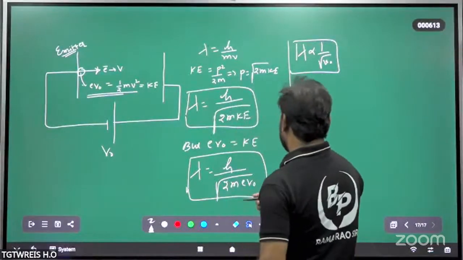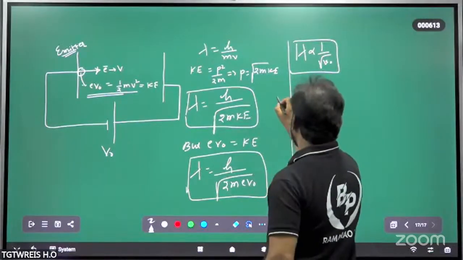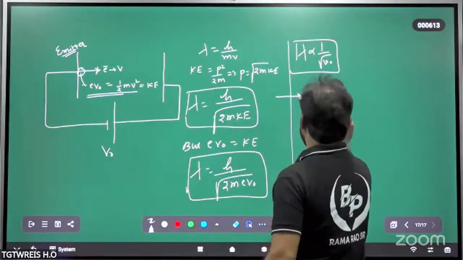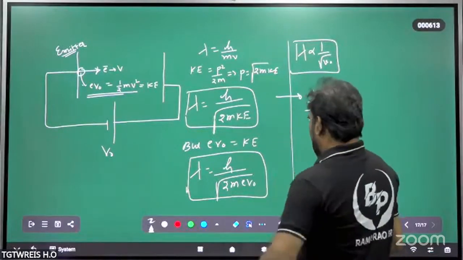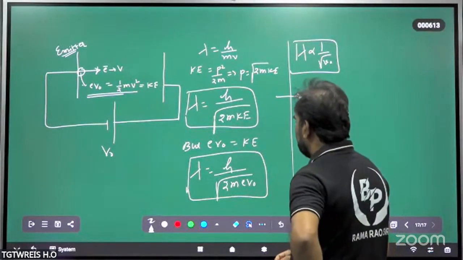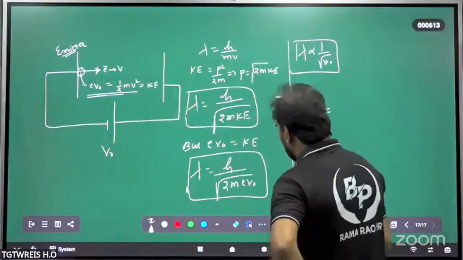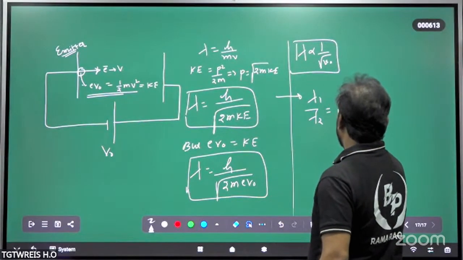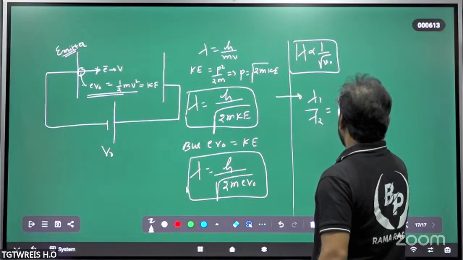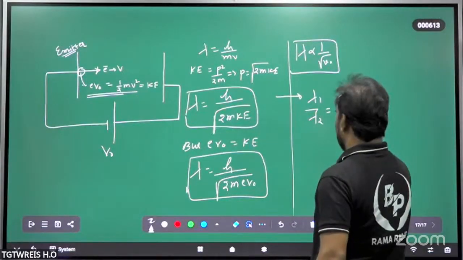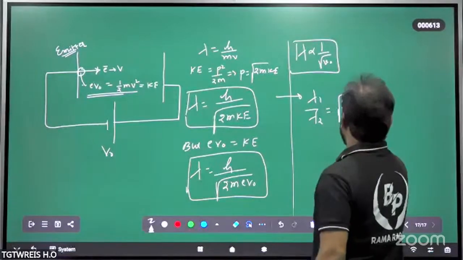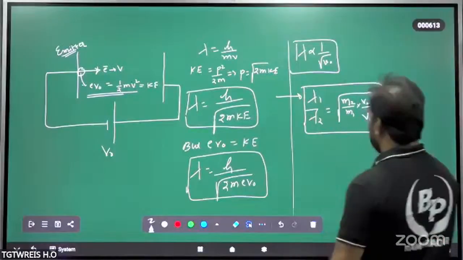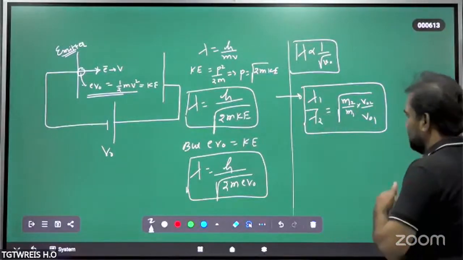From this, for different particles, lambda 1 upon lambda 2 is equal to root over m2 upon m1 into V02 upon V01. These are called the wavelengths.